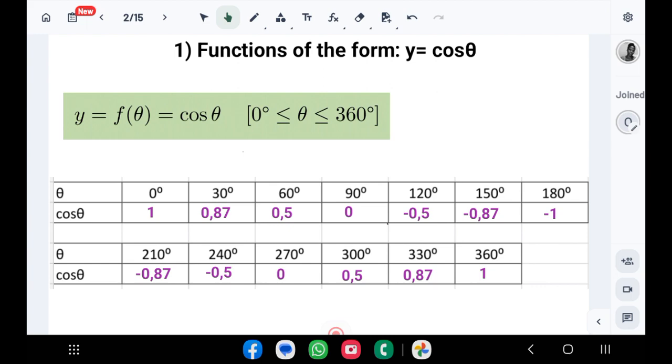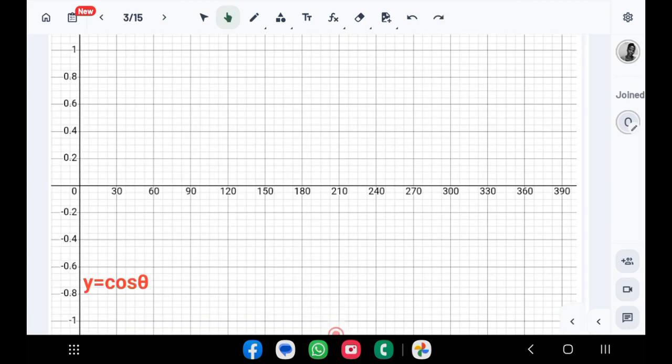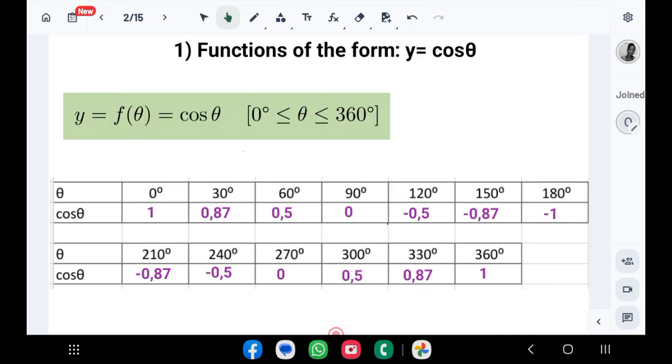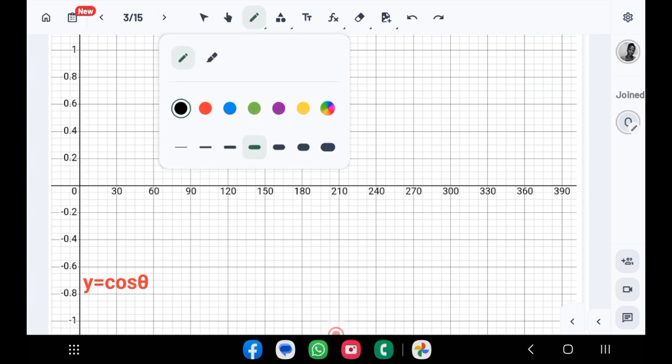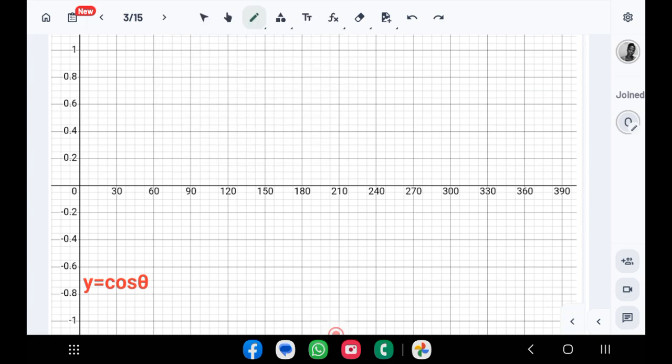Now, after plotting these on a set of axes, this is the type of graph you will get. How do we plot that? Okay, at 0, cos of 0 is 1, so you plot that. At 0, the y value, or the y coordinate, is 1, so that's where you plot.